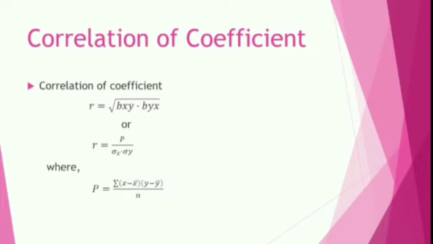Correlation coefficient. r equal to square root of bxy byx, or r equal to p divided by sigma x into sigma y, where p equal to summation of x minus x bar into y minus y bar divided by n.